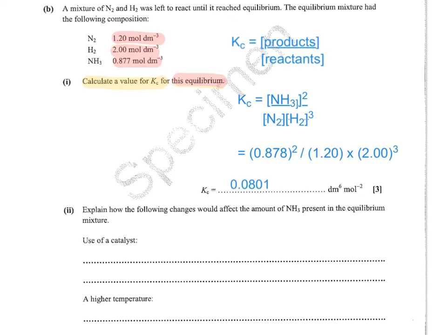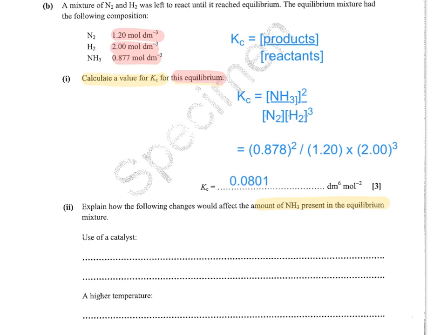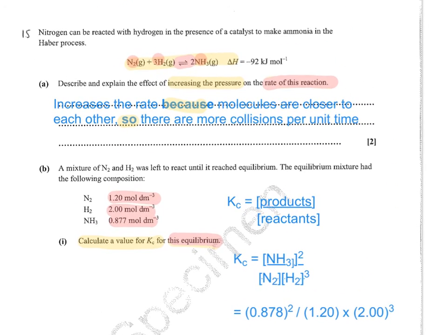Next, what they want us to do is to explain how the following changes would affect the amount of NH3 present in the equilibrium mixture. So before we go any further, let's go back up and look at the equation. Looking at the equation, you can see that the delta H value is minus 92, which means it's exothermic. And on the left-hand side, 4 moles, right-hand side, 2 moles. So let's look at what they're actually asking us.